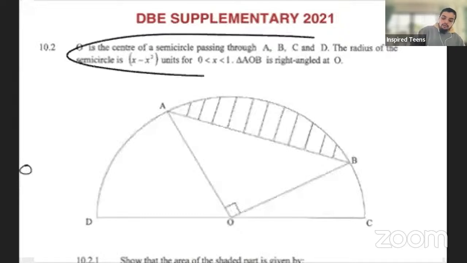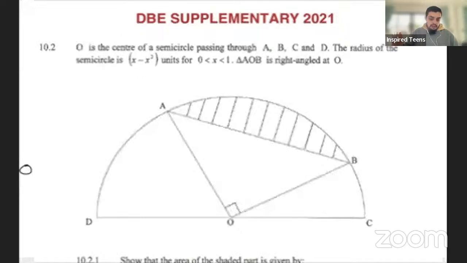So let's make sure that all the information in the question is in the diagram, so that it's easier for us to work with. The first thing is the radius. Remember, this is the semicircle with center O, and its radius to the circumference is x minus x squared, in whatever the unit is. And so too is AO, also x minus x squared. So these radii have the length of x minus x squared units.